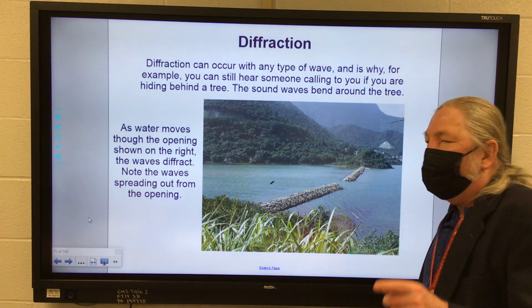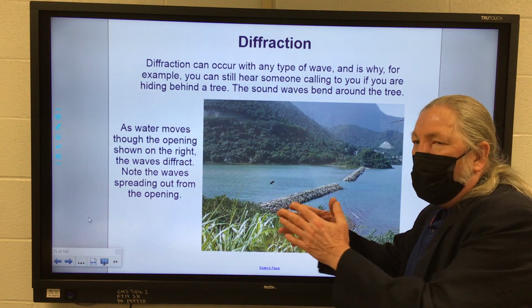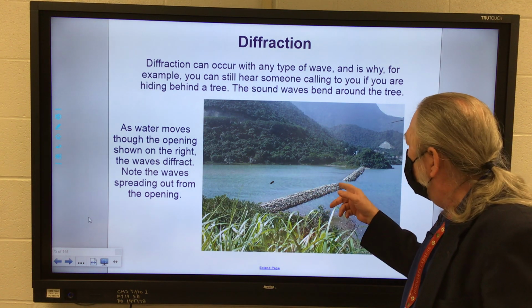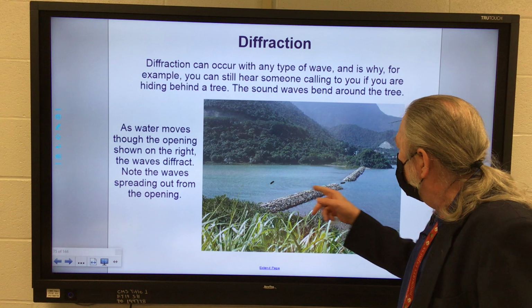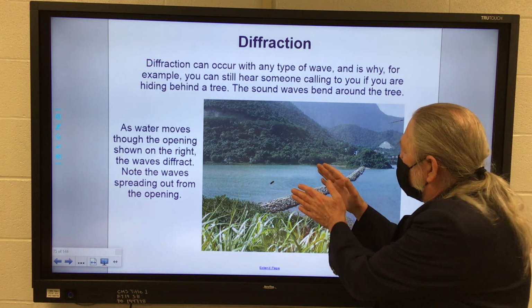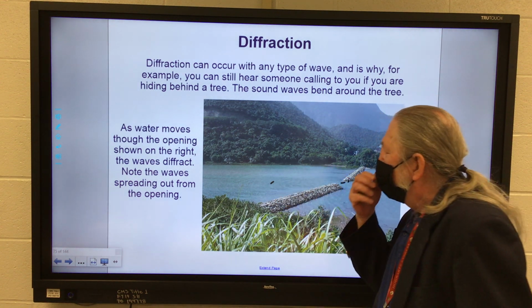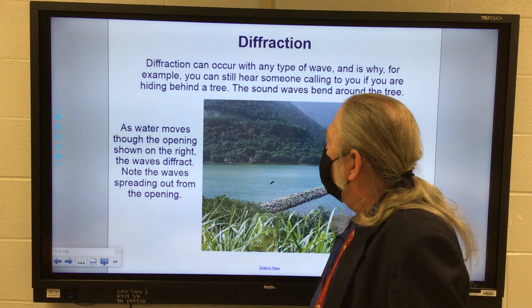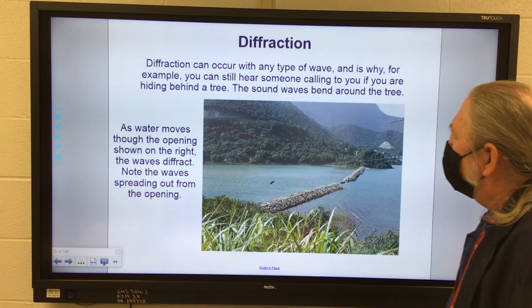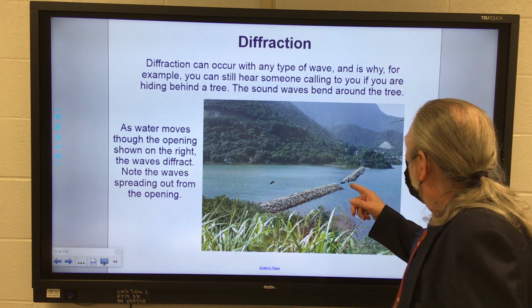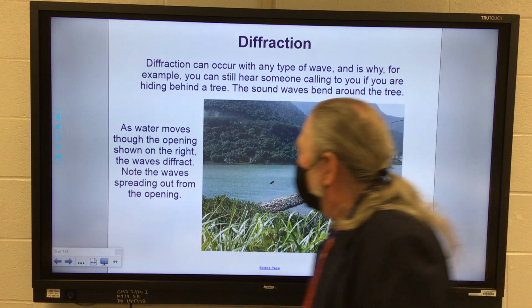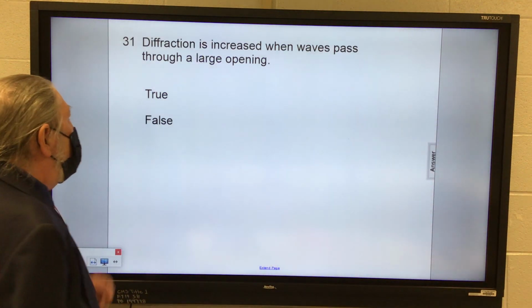The smaller the aperture, the wider the waves are when they come out of the aperture, okay? If this were wider, this would be a narrower spreading out, okay? So as the water moves through the opening shown on the right, the waves diffract. So note the waves spreading out from the opening, and you can see those right here with the little ripples, okay? Okay, so here's a question.